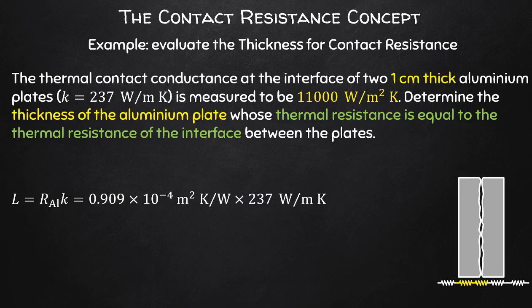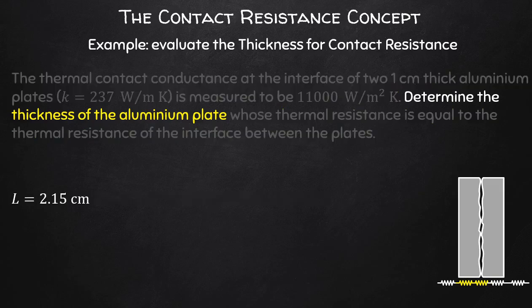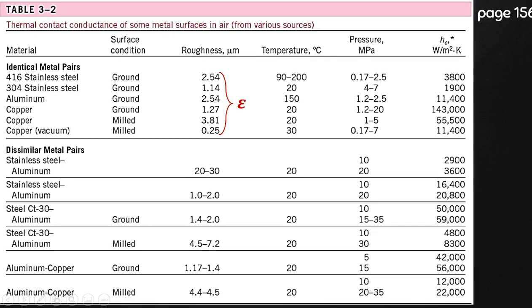Since k, the thermal conductivity of aluminium, as well as the resistance for the aluminium are known to us in this case, we've already calculated what the resistance should be with the previous calculation where we used 1 over h_c. Then we can calculate L, and L is then equivalent to 2.15 centimeters, so almost an inch thickness. Right, so that is the answer.